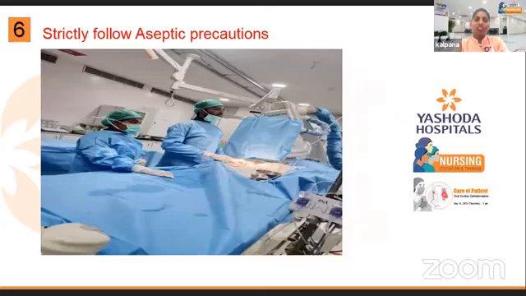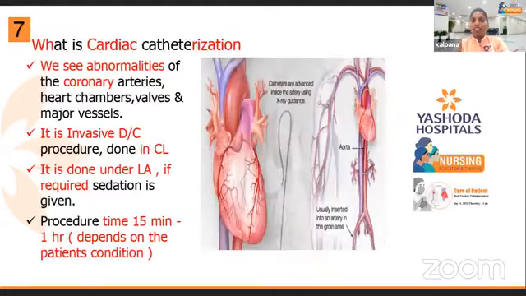This is a Cath Lab. We have to follow strict aseptic precautions. What is cardiac catheterization? We look for abnormalities of the coronary arteries, heart chambers, valves, and major vessels. It is an invasive daycare procedure done in the Cath Lab, under local anesthesia, and if required, sedation is given. Procedure time is 15 minutes to 1 hour, depending on the patient's condition.